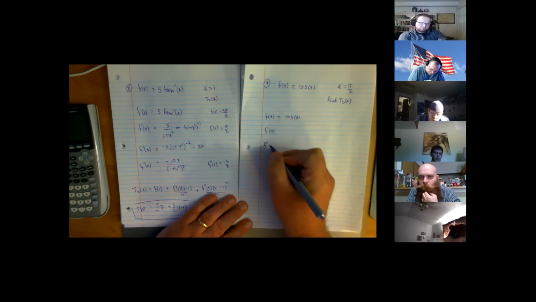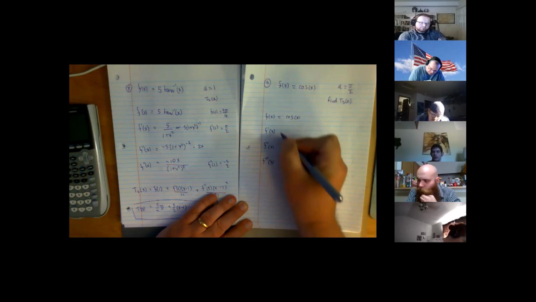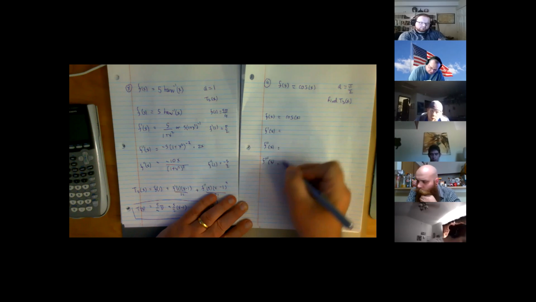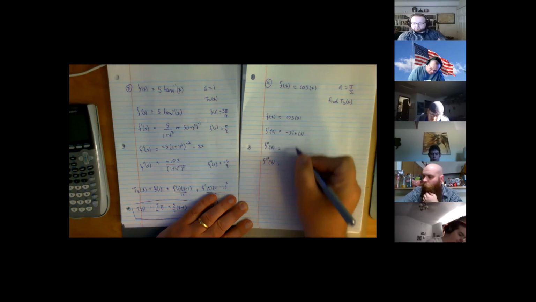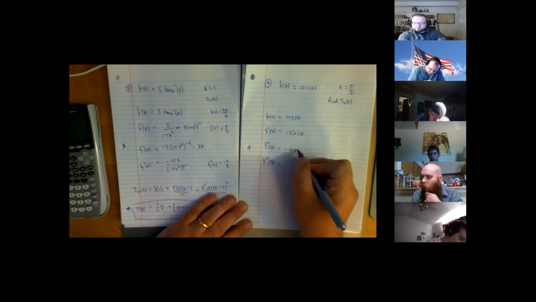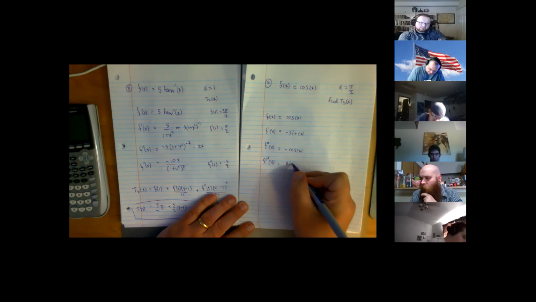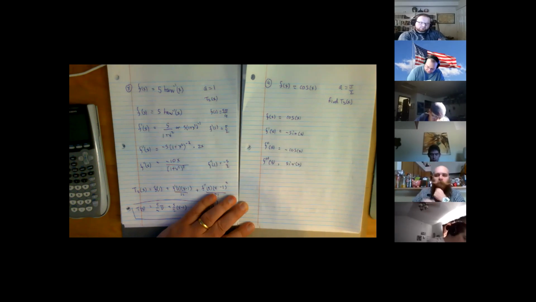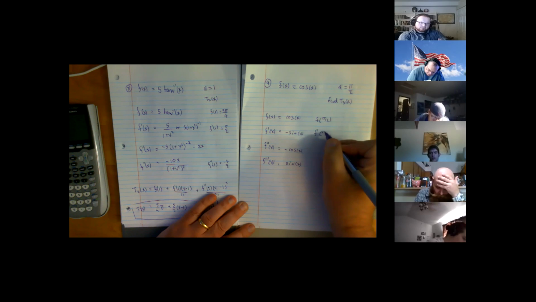Not the hardest, thankfully, derivative to do. Differentiate a cosine, you get a negative sine. Differentiate a negative sine, you get a negative cosine. Differentiate a negative cosine, you get a positive sine. Evaluate all those guys at pi upon 2.